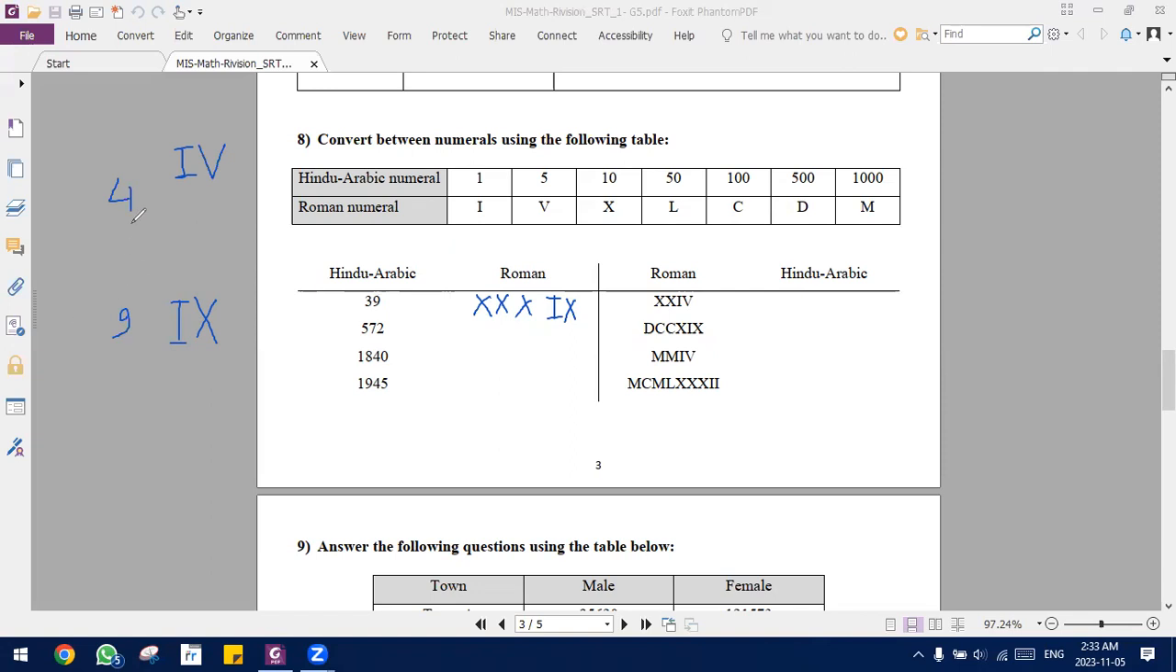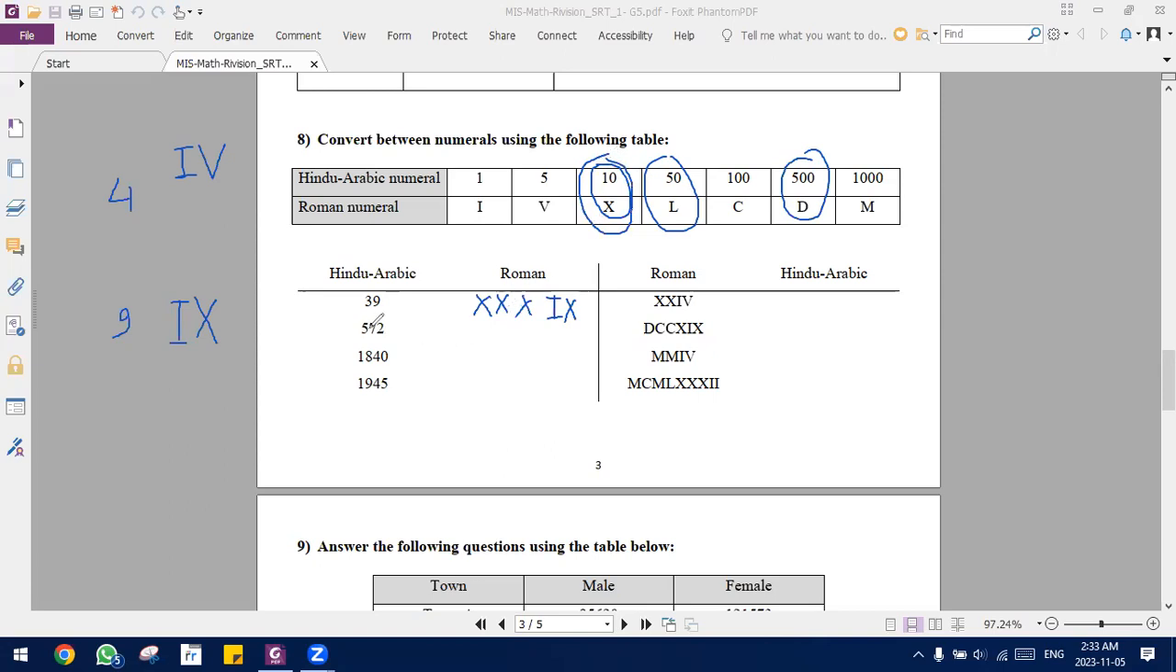Now next one we have 572. For 500, we already have it, it's D. Then to make 70, should I make 7 of these? 7 X's? No. We should use something closer, which is 50. So to make 70, I should say 50 plus 20. Let's do it together.